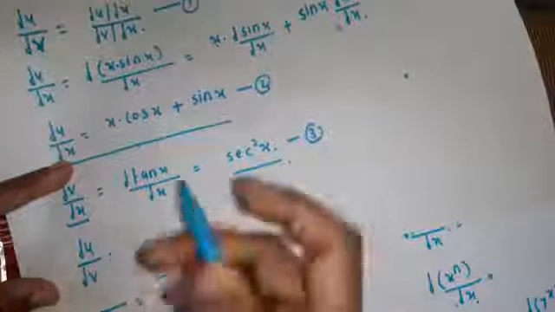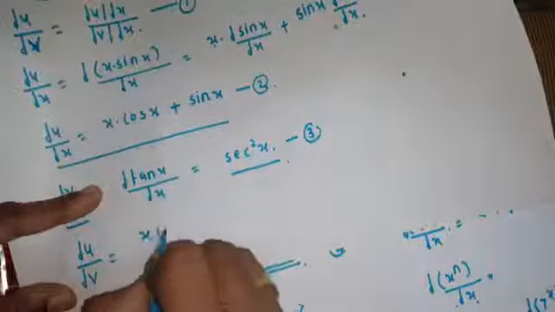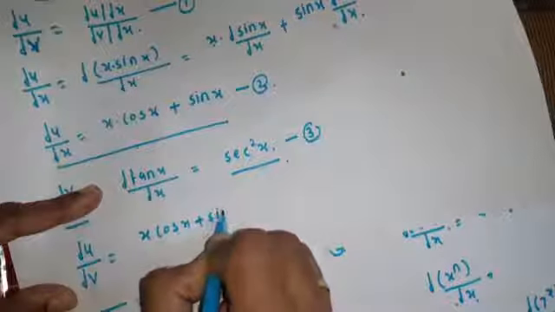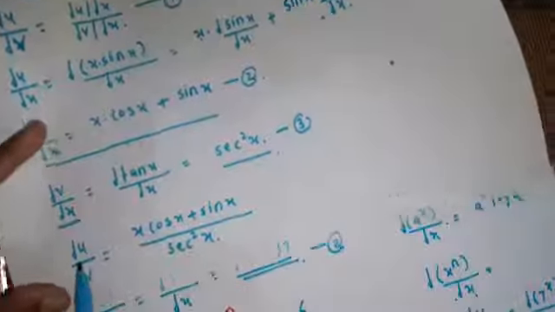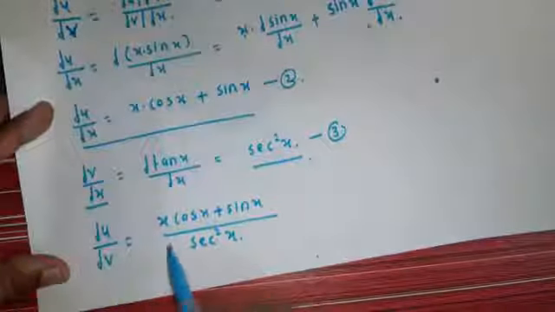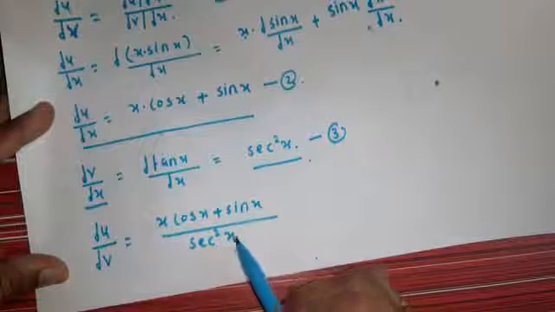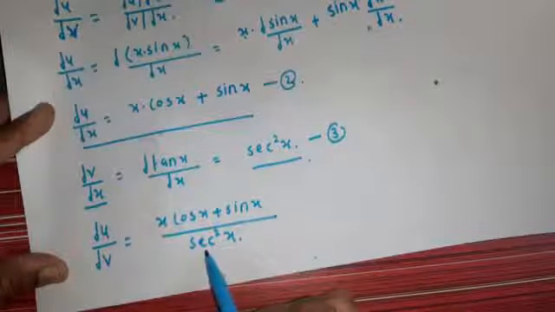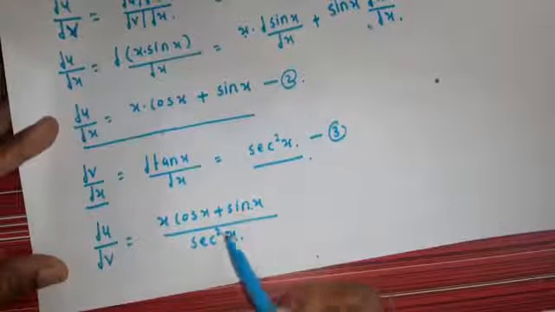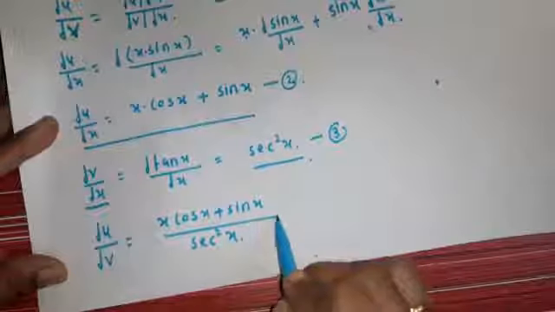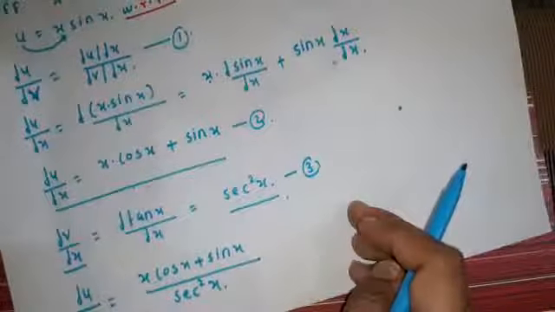And that is x cos x plus sin x upon sec square x. This is du by dv. Okay students, in this way this is du by dv. Now further you can simplify the terms also, that is x cos x upon sec square x plus sin x upon sec square x. You can simplify the terms and this is the answer. Now the next one.